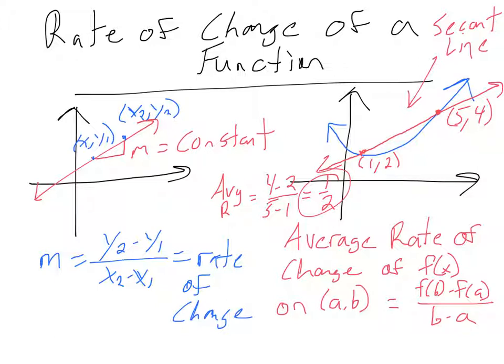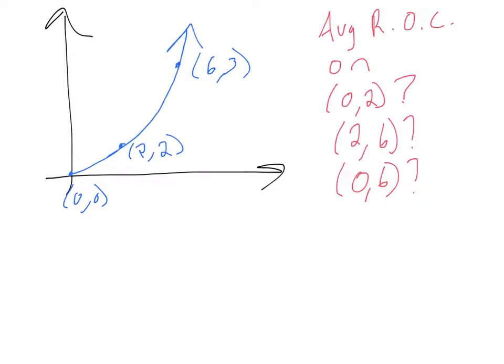So, what I want you to do in this next one is find the average rate of change of this next function over a couple different intervals. Also, write me the equation of the secant line. So I'd like you to find, for this function f of x, the average rate of change of that function on the intervals 0 to 2, 2 to 6, and 0 to 6. Go ahead and give that a shot.